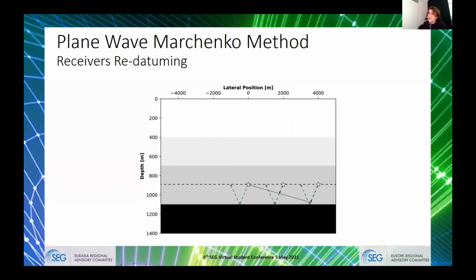Basically, this is the method that we use, and then we can extract the responses from focal levels. We do this for each level in your medium. So you start at the top at depth 0, and then for each depth, I think we use an increment of 10 meters. For each 10 meters, we apply this plane wave Marchenko method, and we generate results, and we generate a multiple free image.